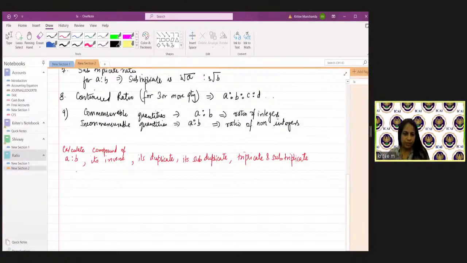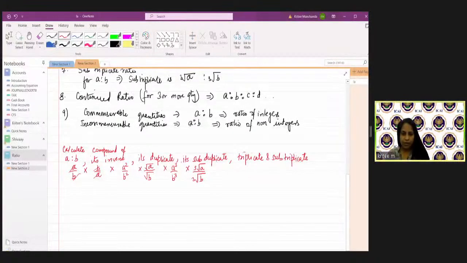So my ratio is A is to B. I have to compound it with its inverse, that is B by A, with its duplicate, A square by B square, with its subduplicate, square root of A by square root of B, its triplicate, A cube by B cube, and its subtriplicate, cube root of A is to cube root of B. If we do this, this is going to come to 1. This all gets cancelled out.